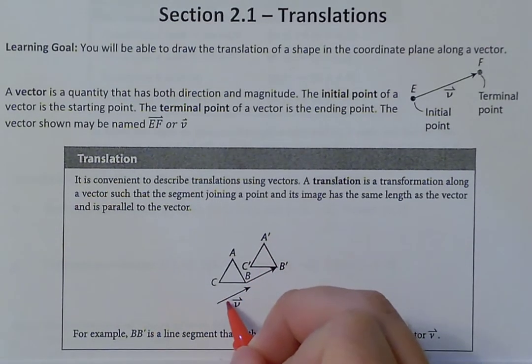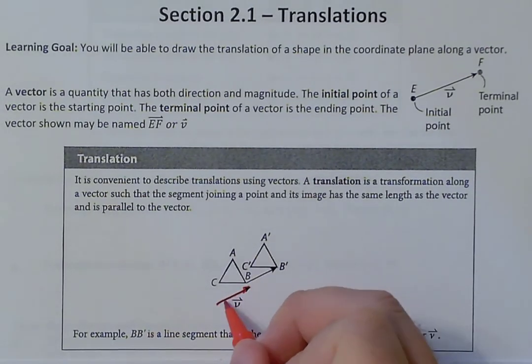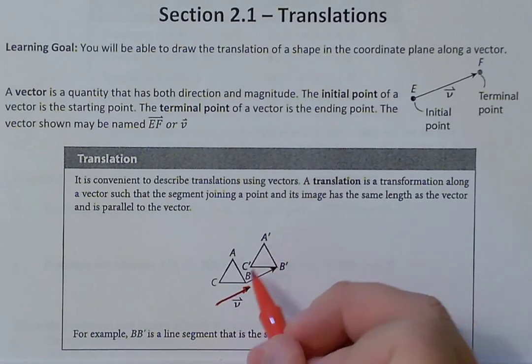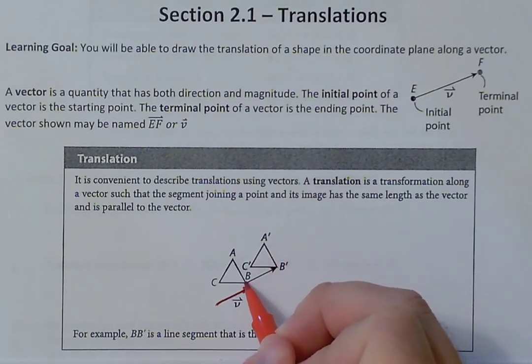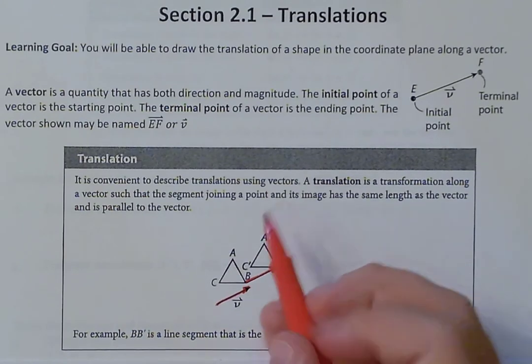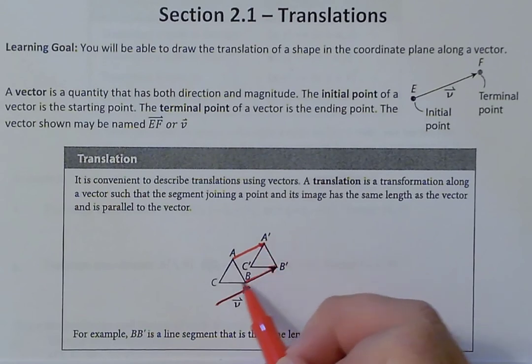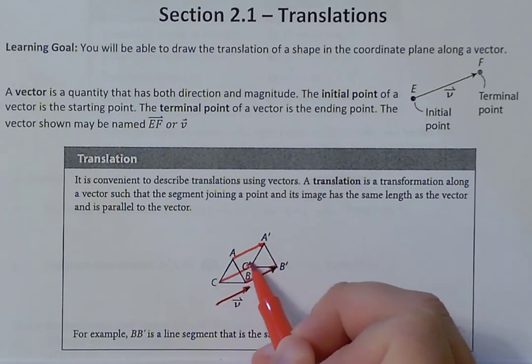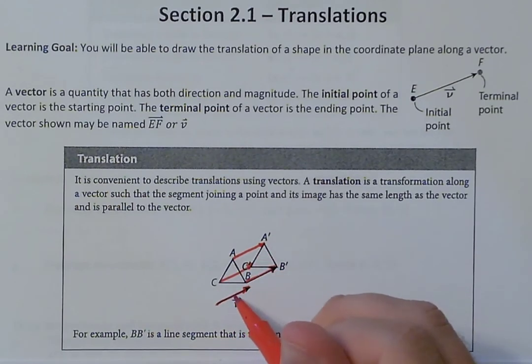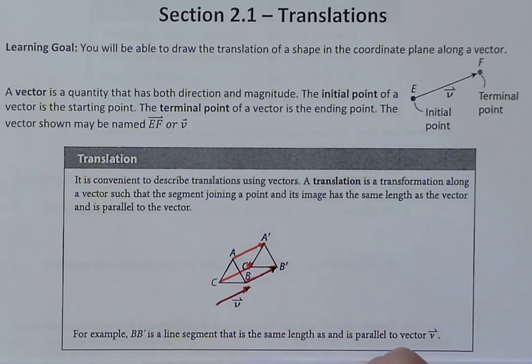Okay, if we were to go through with a ruler and measure how long this vector is, that is how long and how much this point has moved and in that direction. Okay, and the same is going to be for points A to A prime, B to B prime, and C to C prime. All of these arrows are going to be the same length, and they are all going to be the same distance, and they are all parallel to each other, which means they move in the same direction.